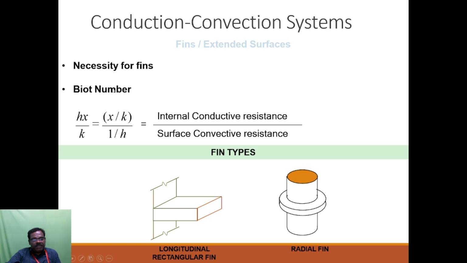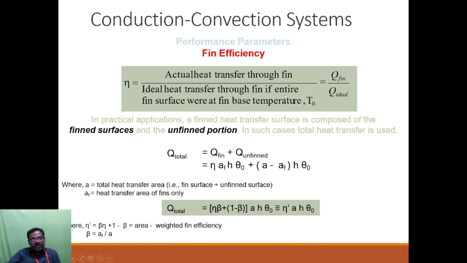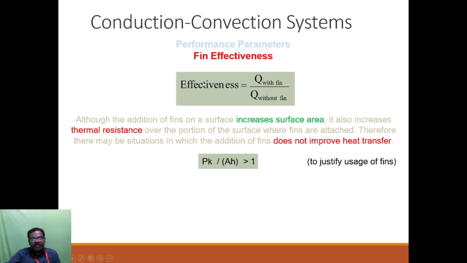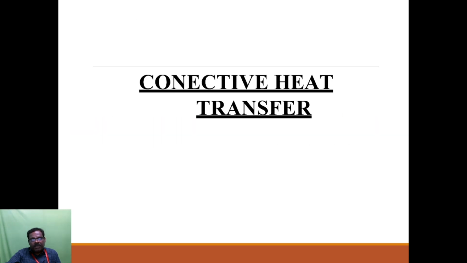The characteristic number used here is the Biot number. The Biot number equals conductive resistance divided by convective resistance. So the efficiency of the fin is Q fin divided by ideal heat transfer. Heat transfer by fin divided by ideal heat transfer is the fin efficiency. These are some examples of fin efficiency with respect to H. Then fin effectiveness. Effectiveness of fin is equal to Q with fins divided by Q without fins.